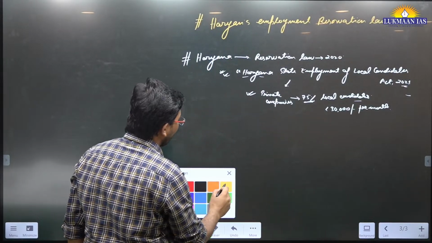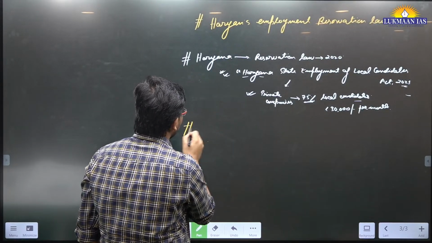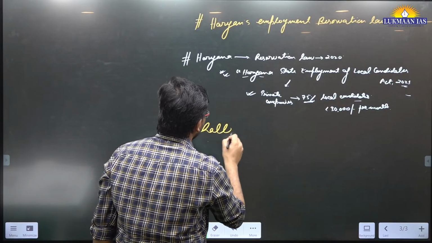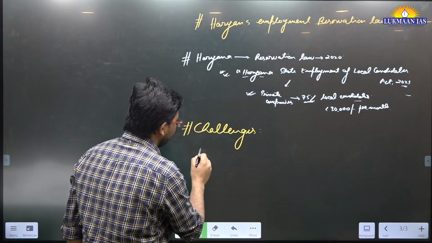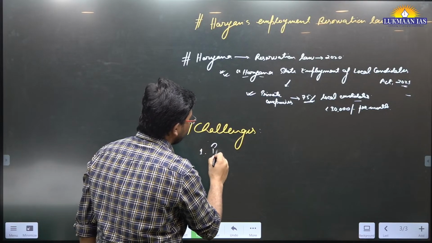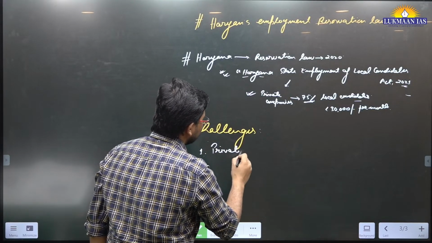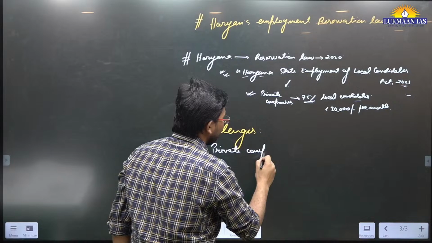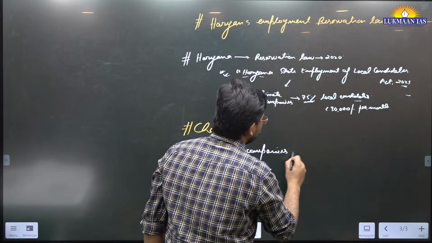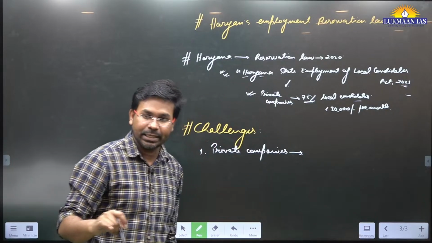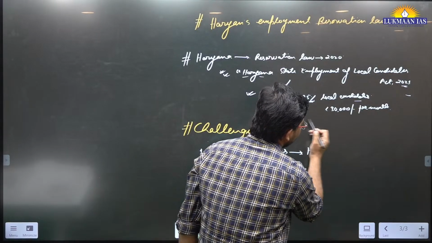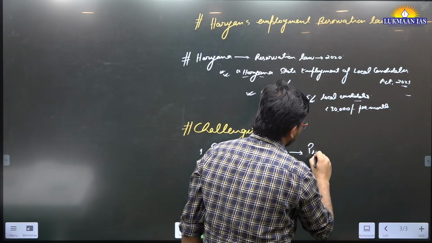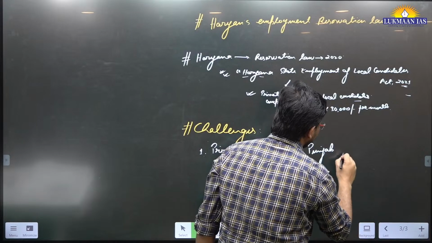However, this particular law has some challenges associated with it. Okay, there were some challenges. What were the challenges? Number one, the private companies were not happy with this particular thing. Why were they not happy, the private organizations? Because their options were curtailed, their options were reduced. So they reached the High Court, right? This is the Punjab and Haryana High Court.